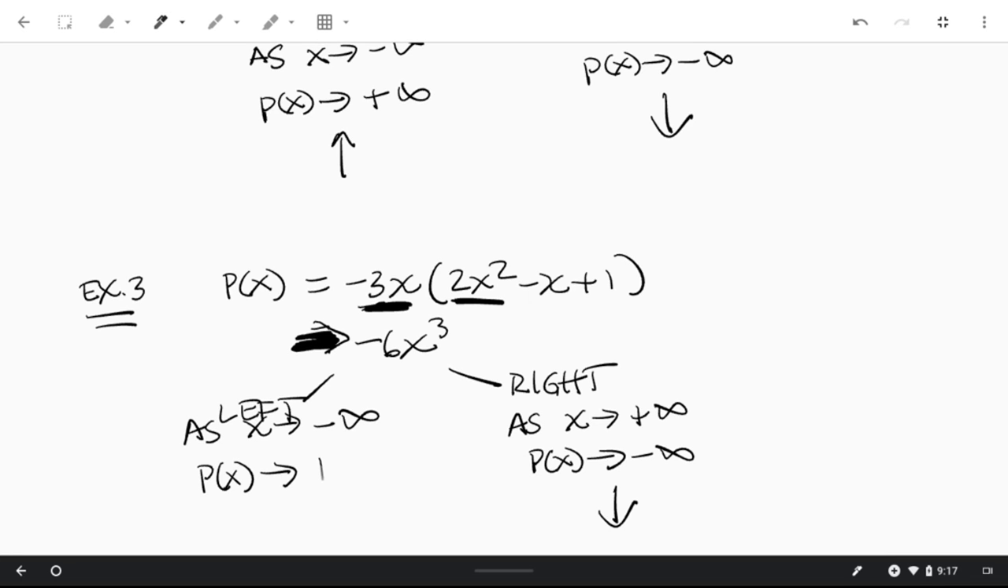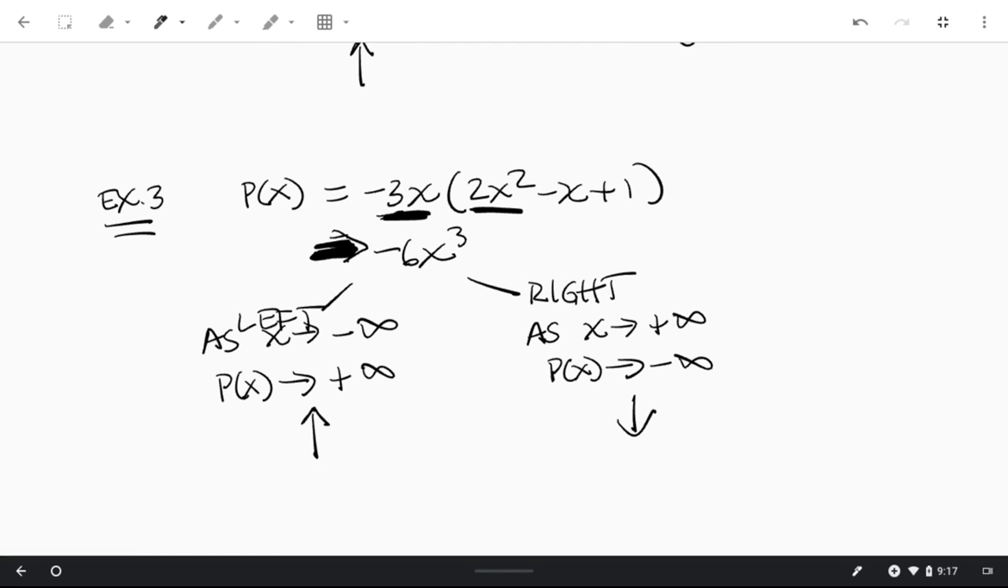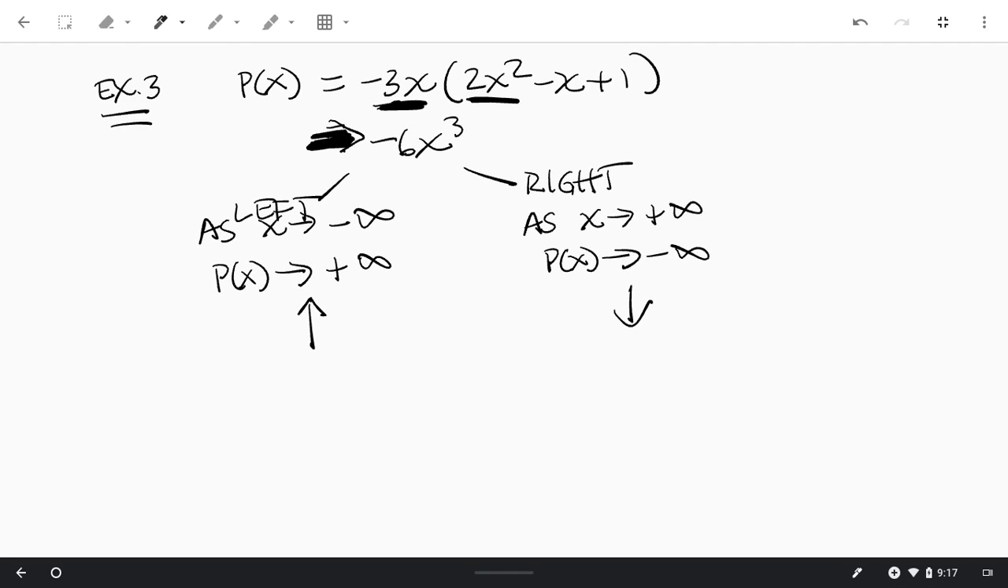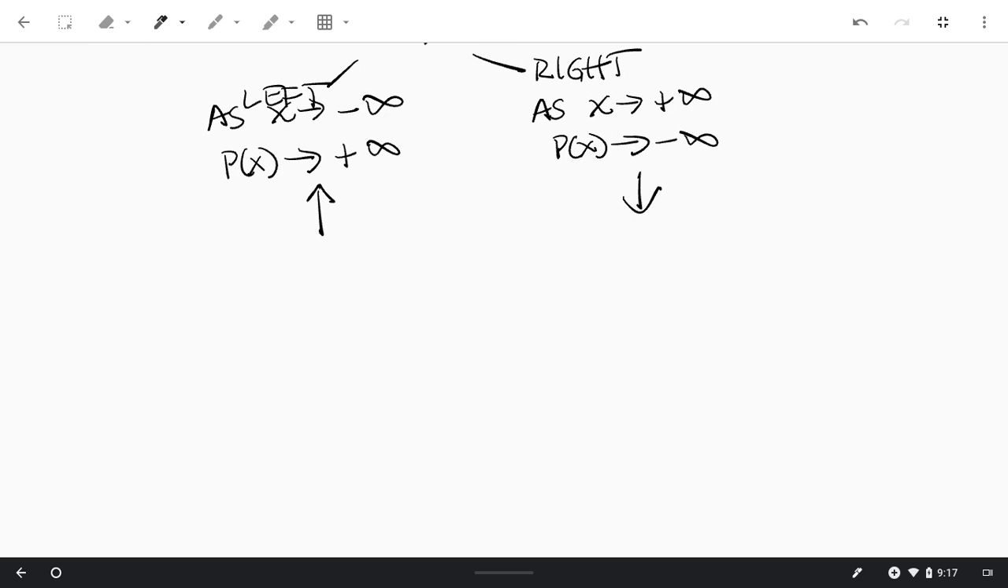There it is. Okay, so that's how you do it. Again, you don't need to multiply the entire polynomial out since you only use the leading term to determine the end behavior. Okay, so I'll show you another one like this where it's not multiplied out.